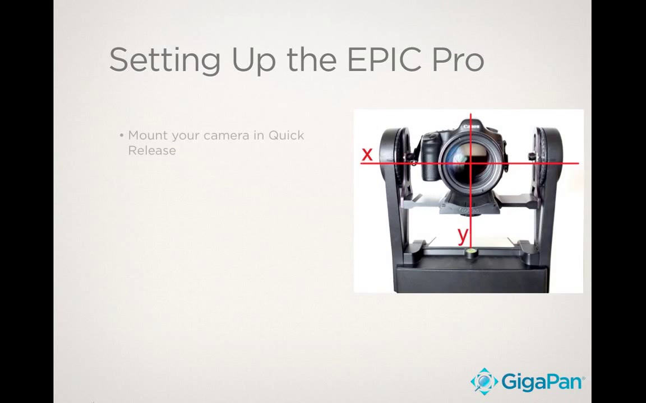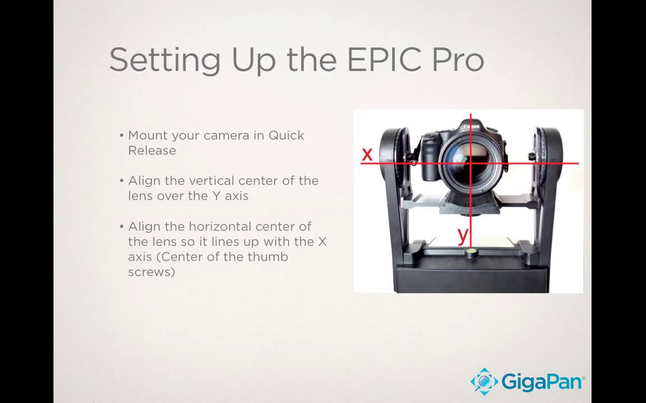So setting up the Epic Pro is really very easy. You mount your camera in the quick release. You align the vertical center of the lens over the y-axis, which is centered on that rail, and then you align the horizon axis of the lens so it lines up with the x-axis, or those thumb screws. You'll notice on the front of the Epic Pro also that there are two little raised marks that are in line with those thumb screws. So that's kind of basic. Your first basic setup is getting it so the y-axis is centered and the x-axis is also centered.